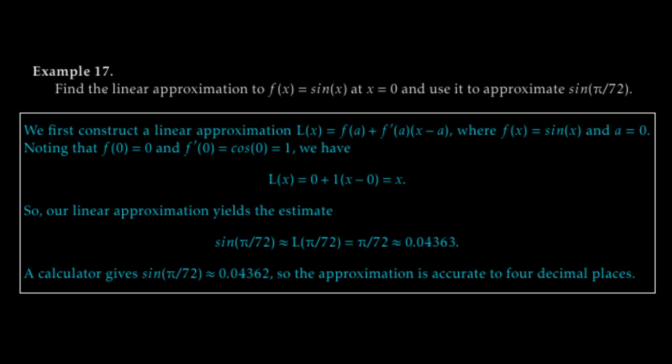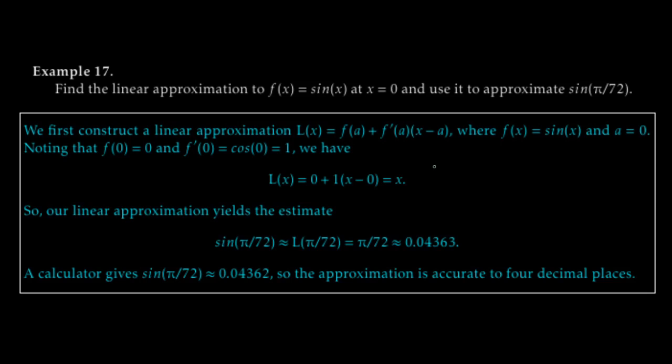So let's find the linear approximation to the function sine of x at x equals 0, and let's use it to approximate sine of pi over 72. So we'll construct a linear approximation using the formula for the equation of a tangent line. So L of x will be given by f of a plus f prime of a times the quantity x minus a, where here f of x is sine of x and a is 0.